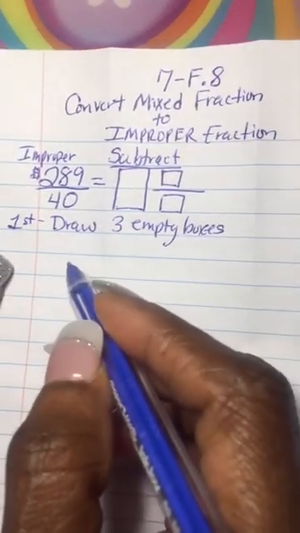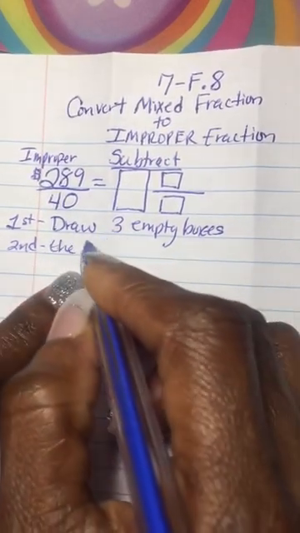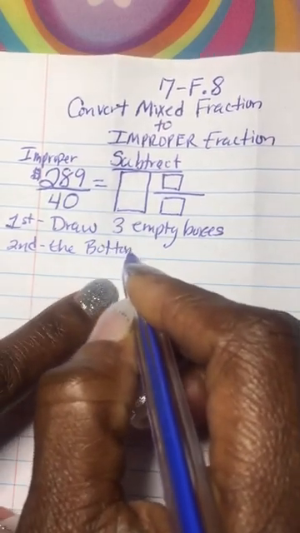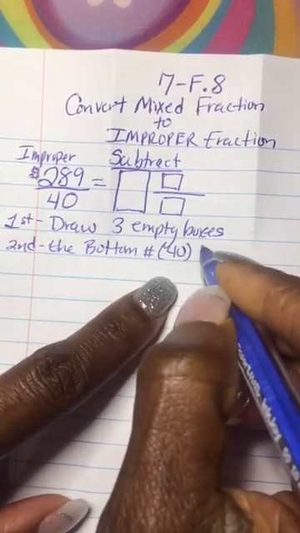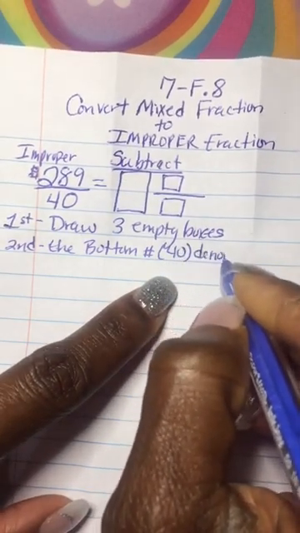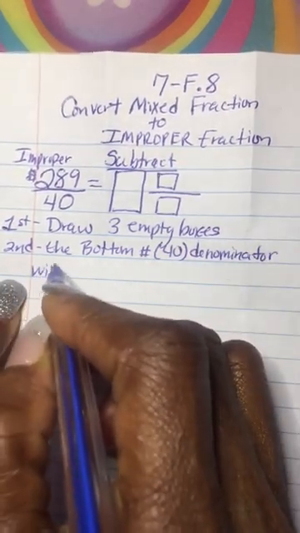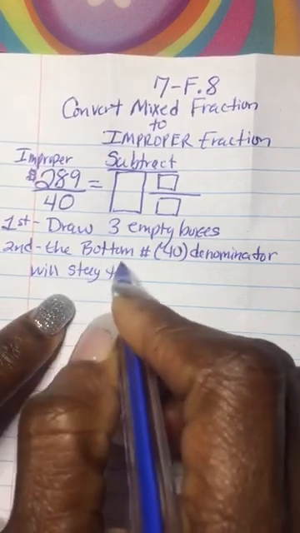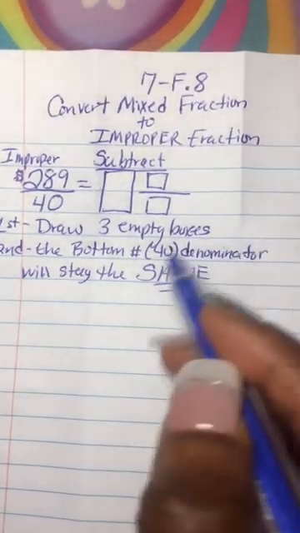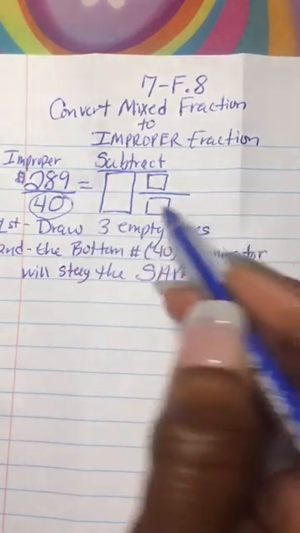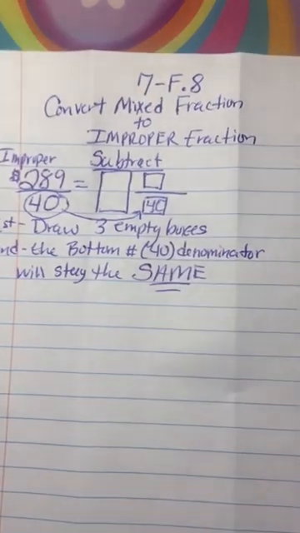Okay? Second step is for you to understand that the bottom number, in this case 40, which we call the denominator, will stay the same. Okay, so that is the second step. So I'm going to take this 40 and I'm going to write it right over here. So 40 goes inside this box.